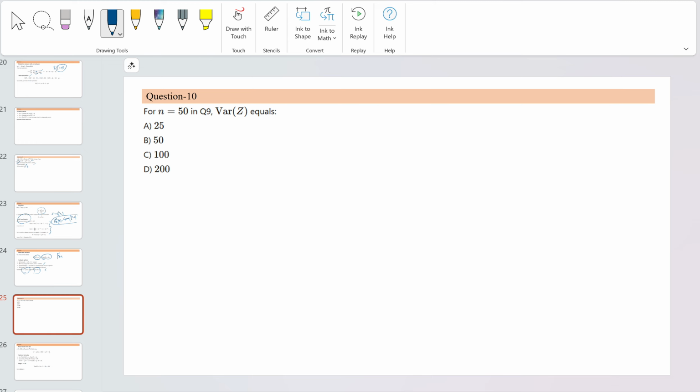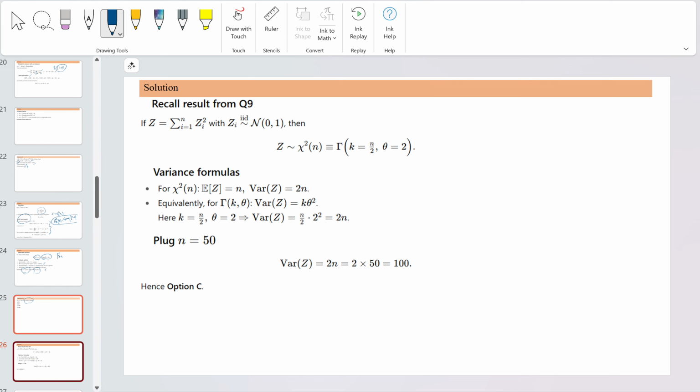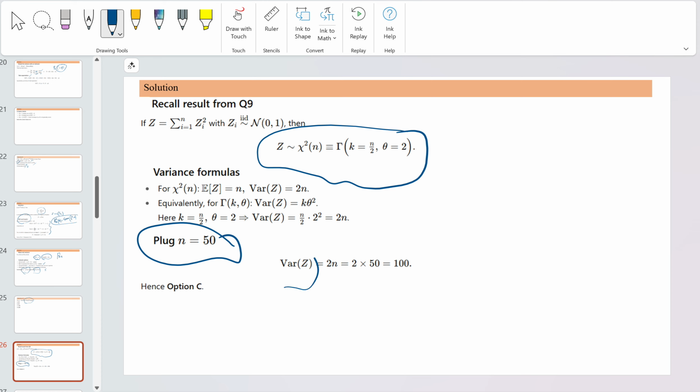Okay, let me give the solution for this. It is asking that if n is equal to 50 in question number 9, what is the variance of Z? When you see that, we have already derived that Z is chi-square n, which is gamma with n/2 comma 2, basically k is n/2 and theta is 2. When you plug in n equal to 50, the variance of Z is simply 2n, that is 2 multiplied by 50, which equals 100.